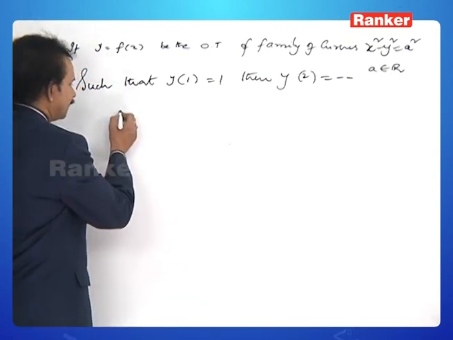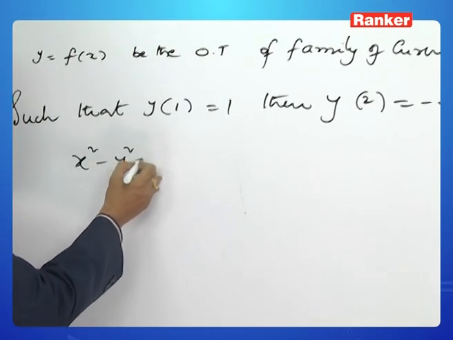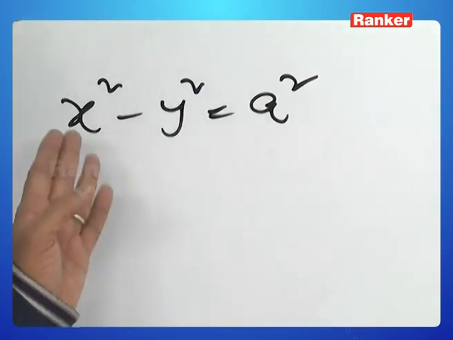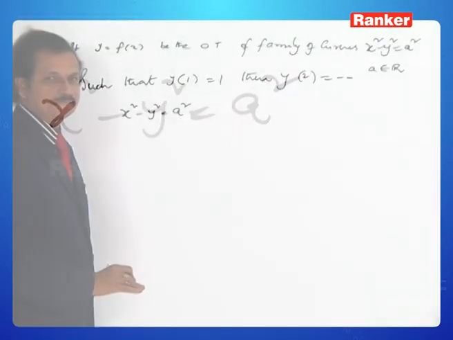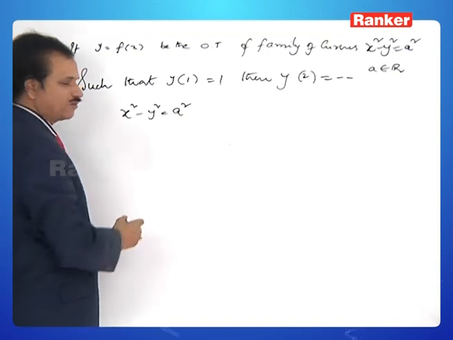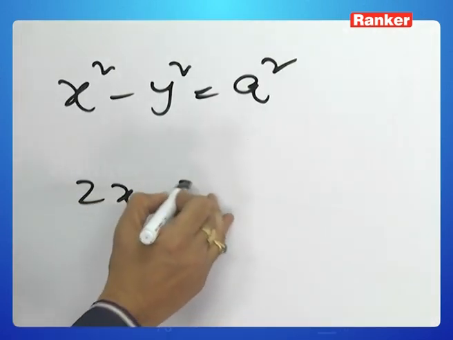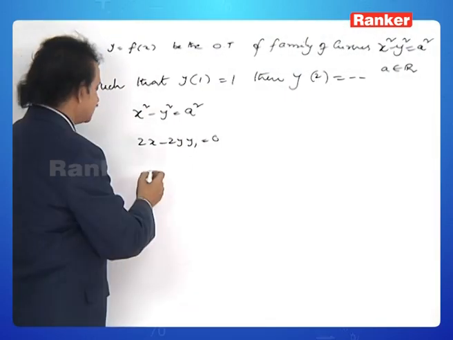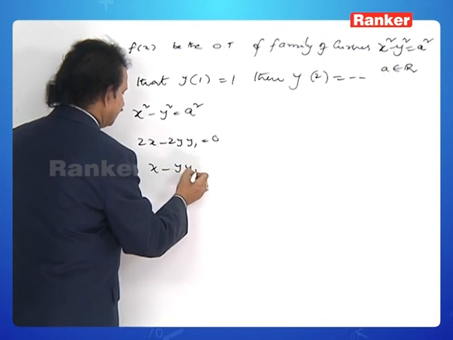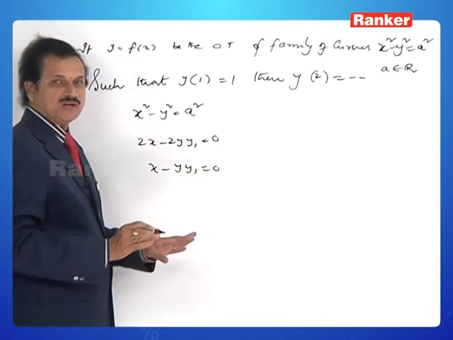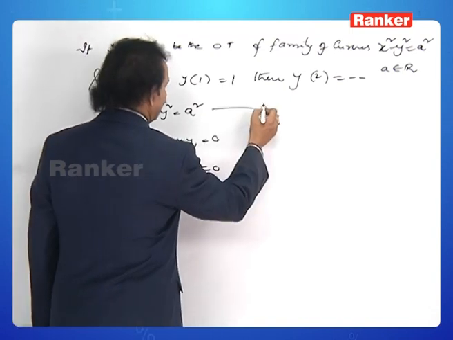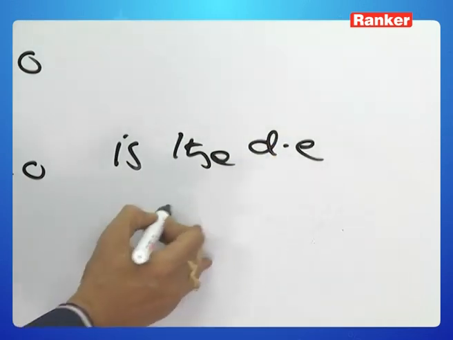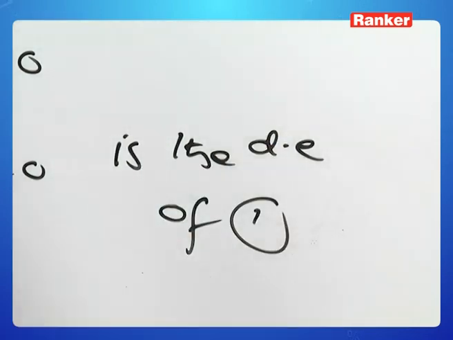Given family is x square minus y square is equal to a square. As we explained previously, the first step is over. We have taken the given family. Differentiate it with respect to x on both sides. 2x minus 2y y1 is equal to 0. That is, x minus y y1 is equal to 0. Second step is also over. Let me call this 1, it is the DE of 1. What do you mean by DE?